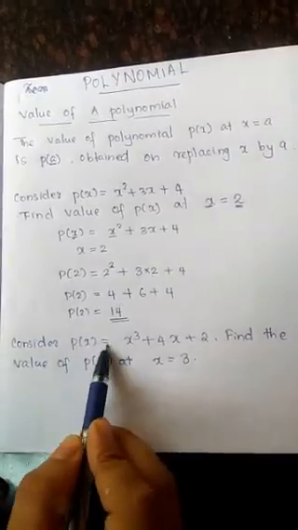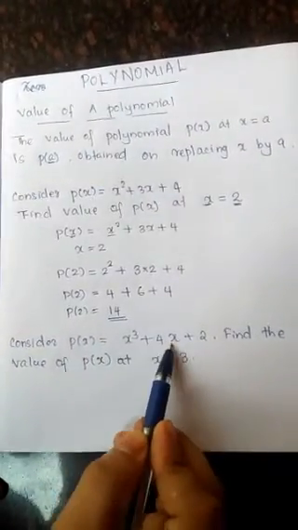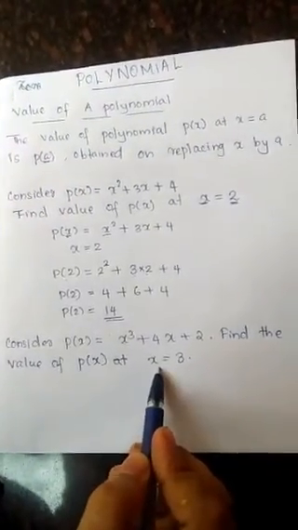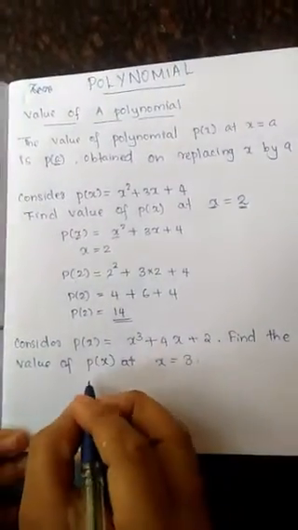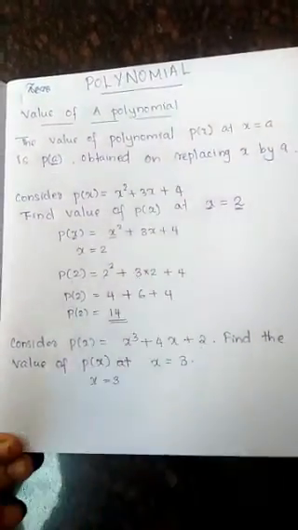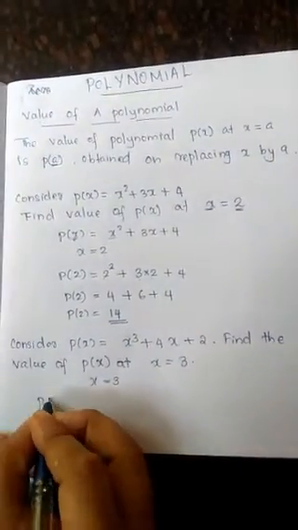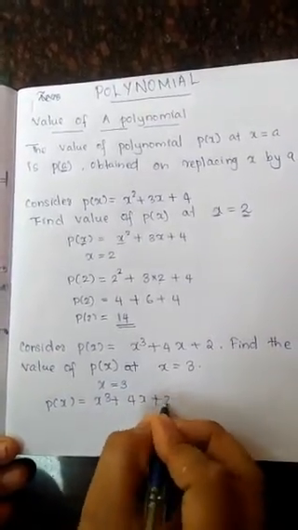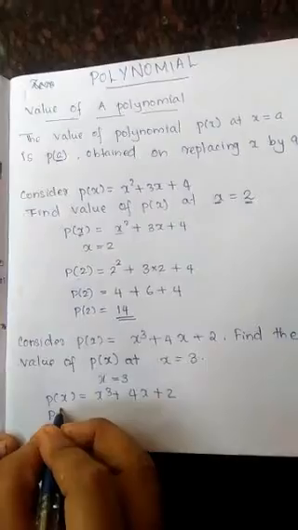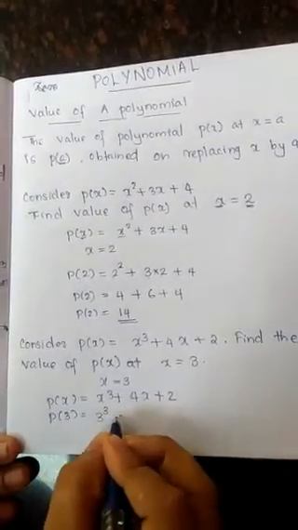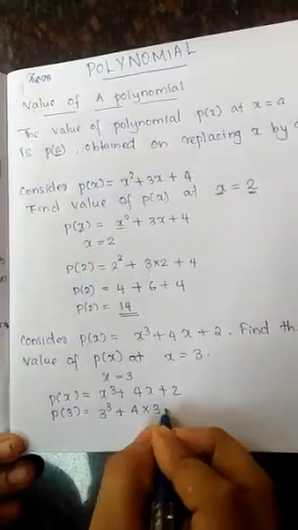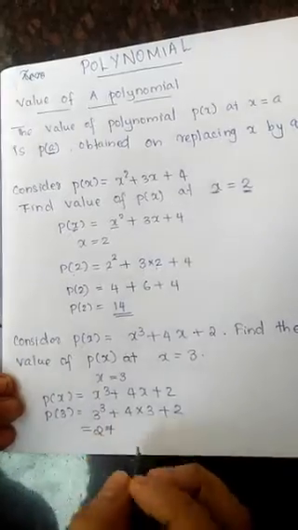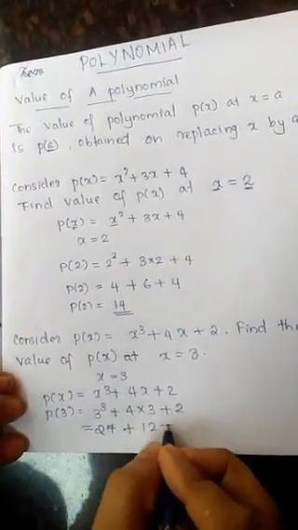Consider p of x equal to x cube plus 4x plus 2. Find the value of p of x at x is equal to 3. Here we have to find the value at x is equal to 3. Here p of x equal to x cube plus 4x plus 2. When x is equal to 3, p of 3 equal to 3 cube plus 4 into 3 plus 2. What is 3 cube? 3 cube means 27. 27 plus 12 plus 2.